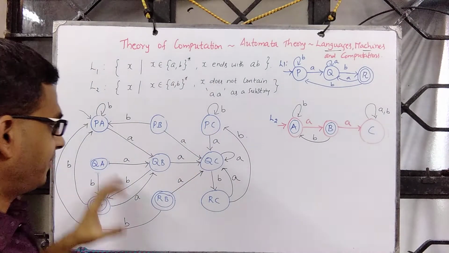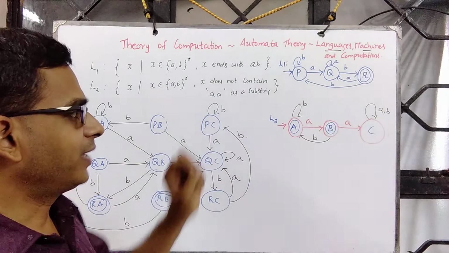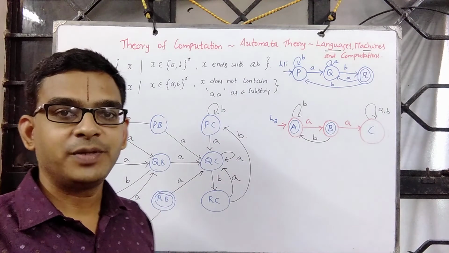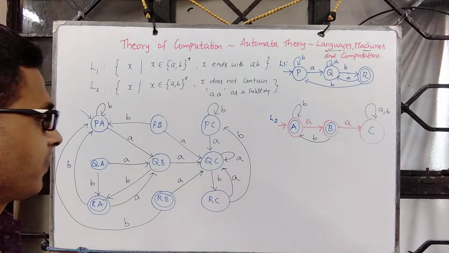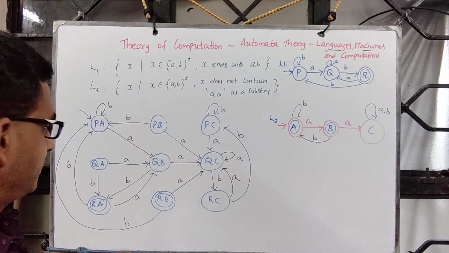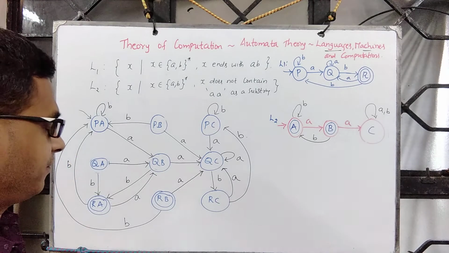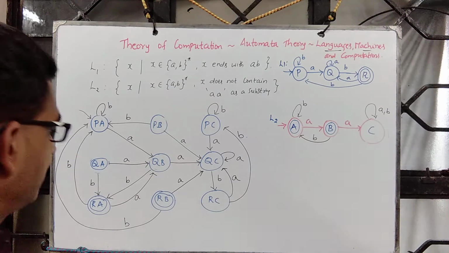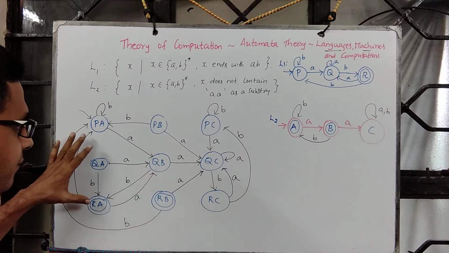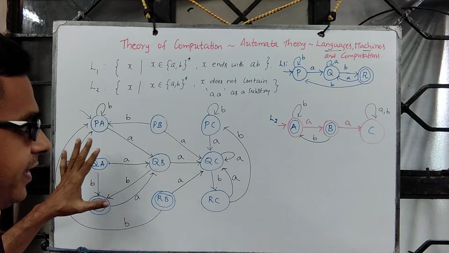Having developed a framework for L1 union L2, L1 intersection L2, L1 minus L2, and of course L2 minus L1 as well, let's spend some time on this framework and analyze a couple of interesting things. The first thing to observe is that this construction is indeed correct.